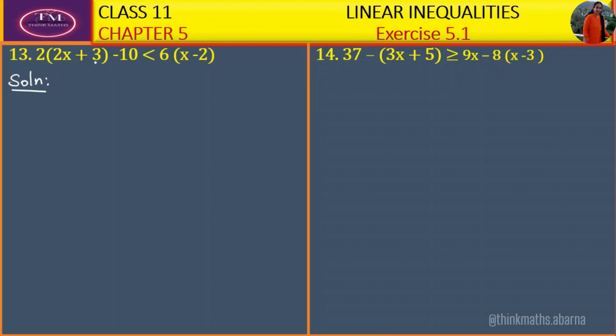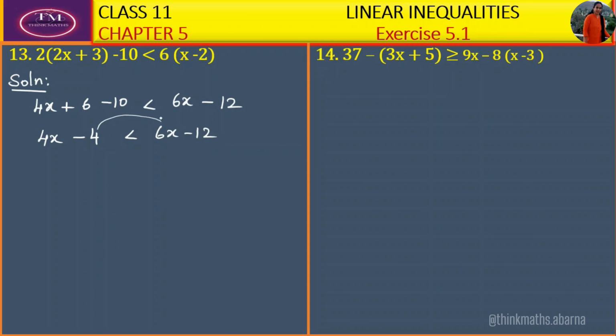So first we have to multiply this. 2 into 2 is 4x plus 2 into 3 is 6. Remaining we have minus 10 less than 6 into x is 6x minus 6 into 2 is 12. First let us solve this left hand side. As we have two constants here, 6 minus 10 is minus 4 less than 6x minus 12.